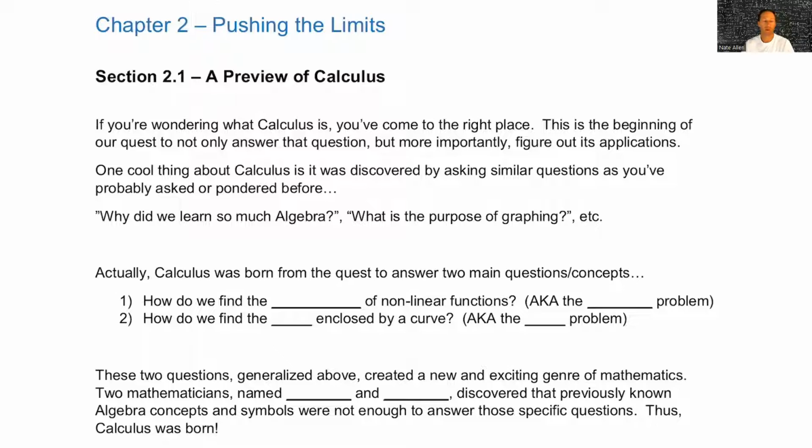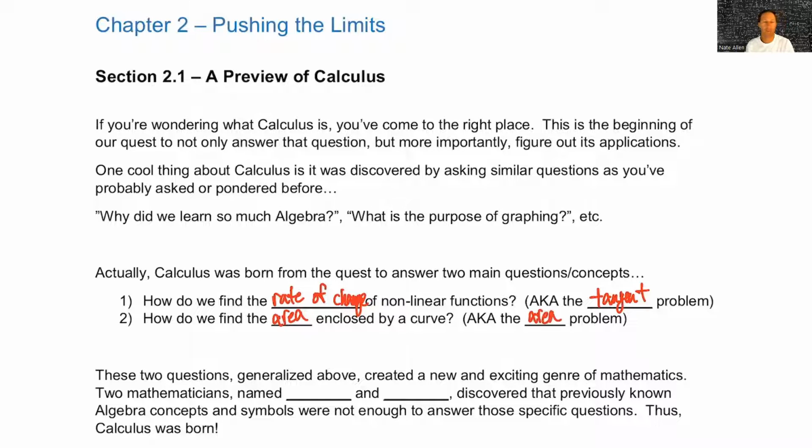Right? So why did we learn so much algebra? Why do we have a whole chapter previewing and reviewing? Well, there's two main questions that people set out to understand in depth and in more detail. So the few blanks that we're going to fill in here are, how do we find the rate of change of nonlinear functions? This is known as the tangent problem. The second was, how do we find the area enclosed by a curve? This one is obviously called the area problem.